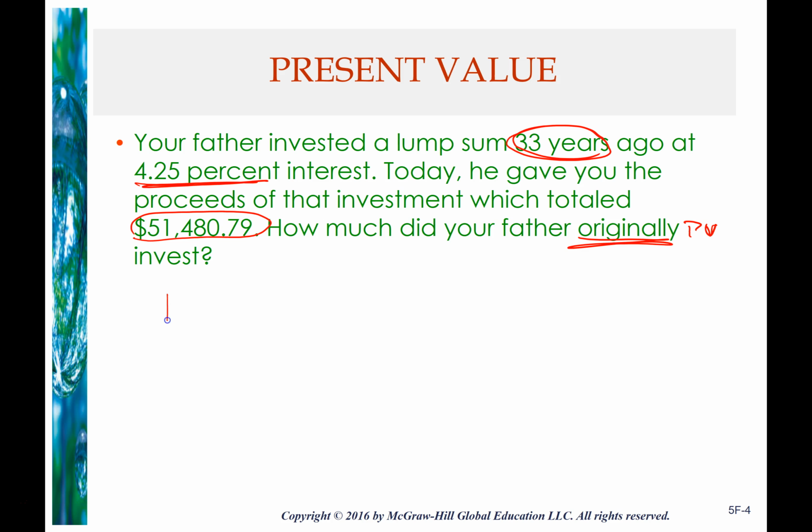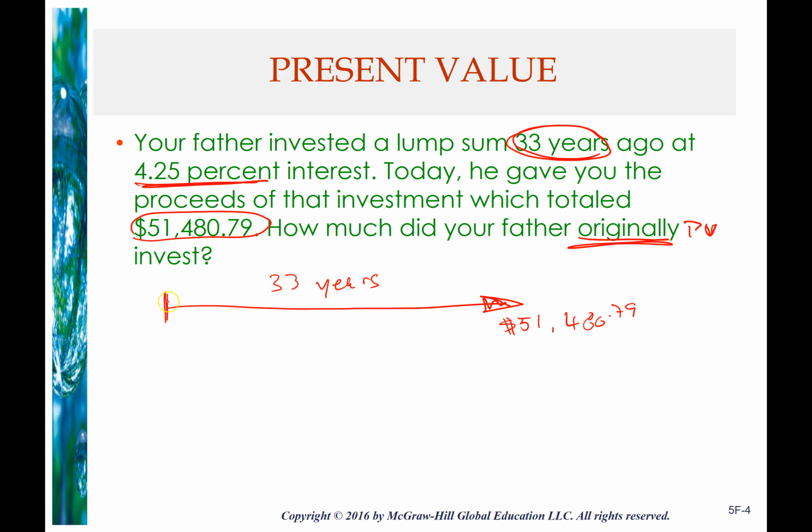So this is what we'll do to understand this question. We'll draw a little line. This line represents the 33 years that passed. After 33 years, your father has $51,480.79 in his account.